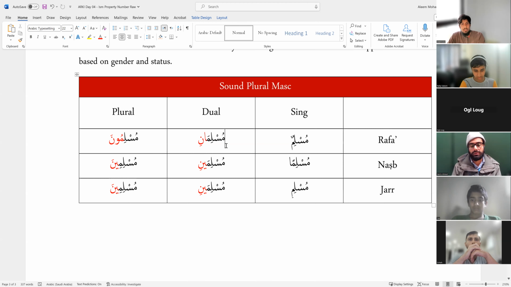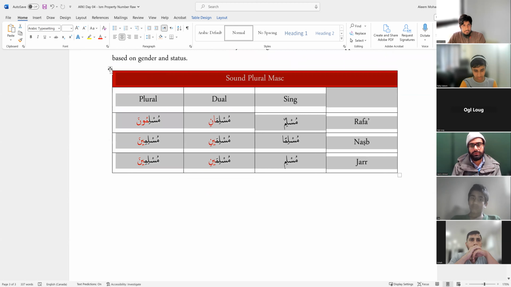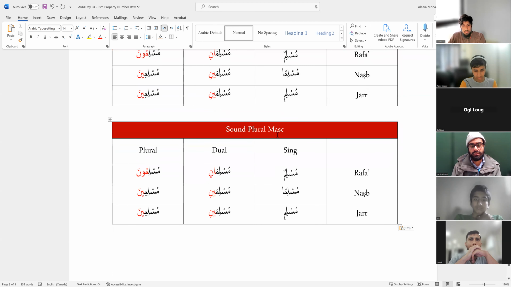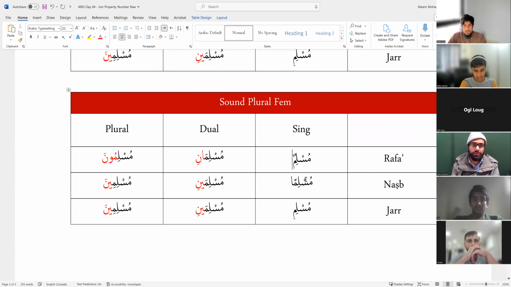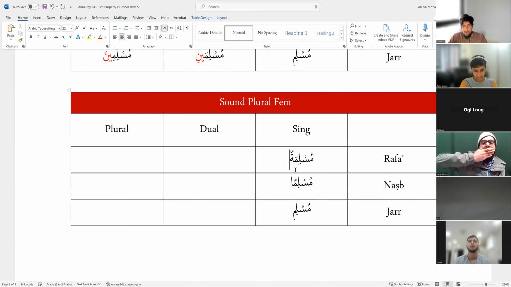Okay, cool. So let's go on to the female rendition of this now. Okay, sound plural, female. Okay, so in the singular, it's nothing too crazy, just going to be muslimatun, as we've seen before, right? That's a female Muslim. Muslimatin, again, female Muslim, muslimatin.